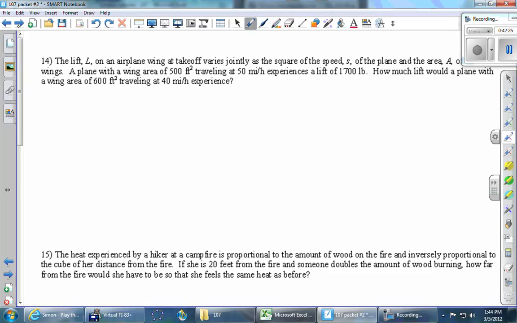Okay, so let's see if we can get our hands on this problem here. Anybody know anything about aerodynamics and why planes fly? Michael? Pressure is a good word. Okay, so what makes a plane fly? It's not the engine. It has to do with the wings.